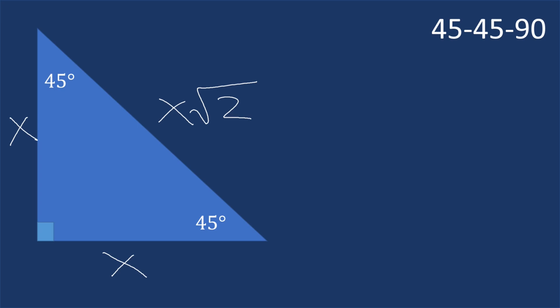That makes this really an isosceles right triangle, because two of the legs have the same length, both opposite the 45-degree angle. So remember: x, x, and hypotenuse x square root of 2.